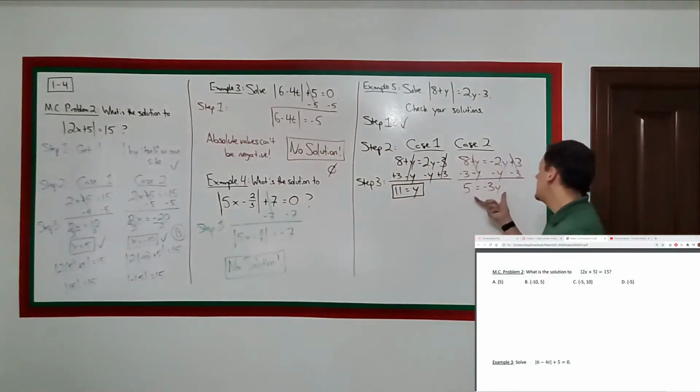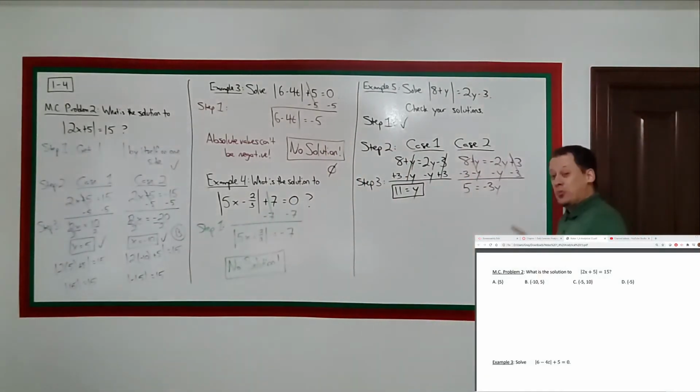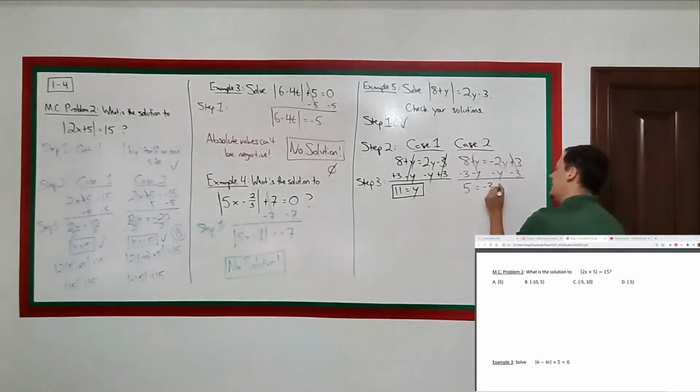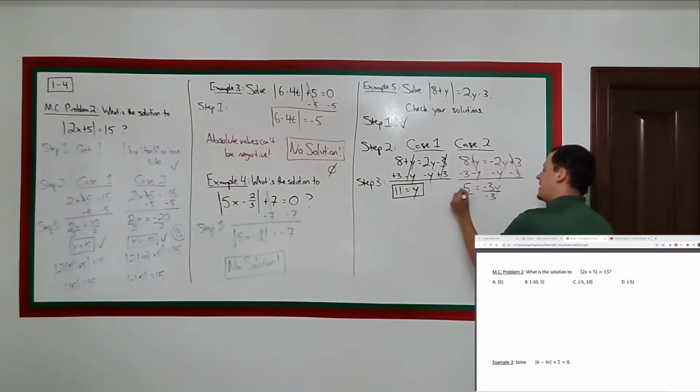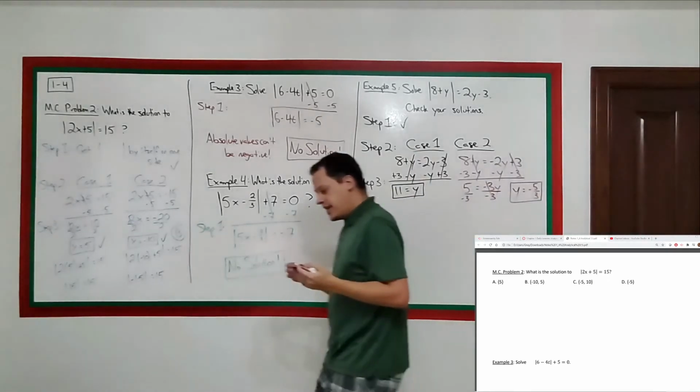So for this one, we still need to do something to get the y by itself. We don't add 3. This is negative 3 times y. We need to divide by negative 3. Those negative 3's cancel. Y equals negative 5 over 3.